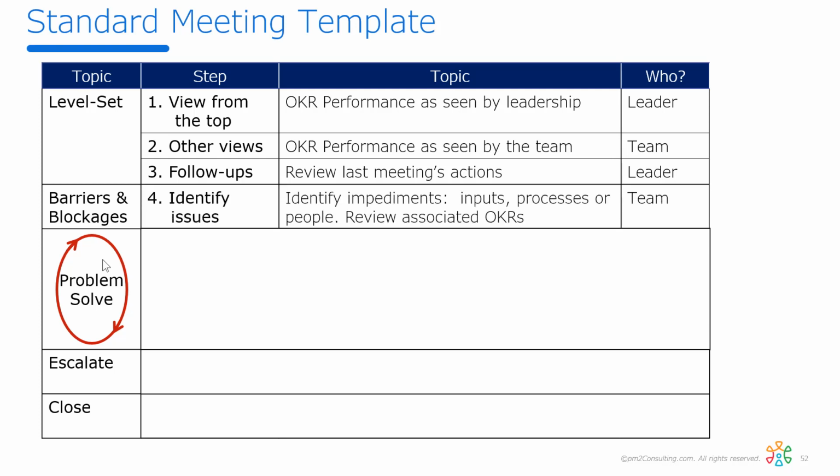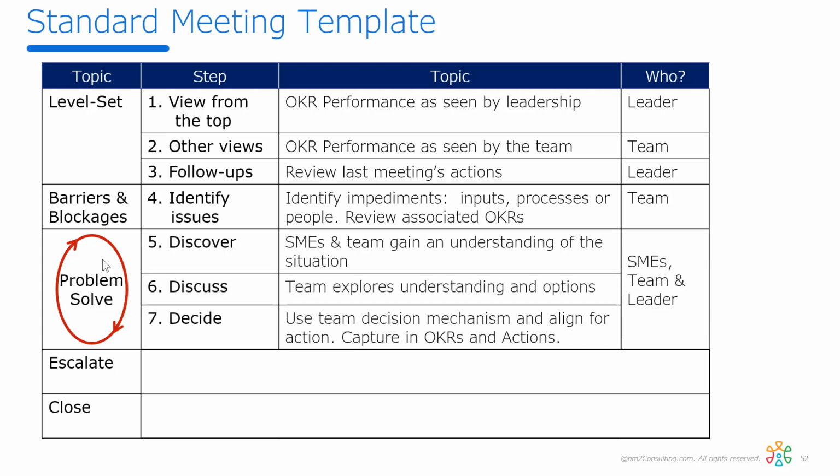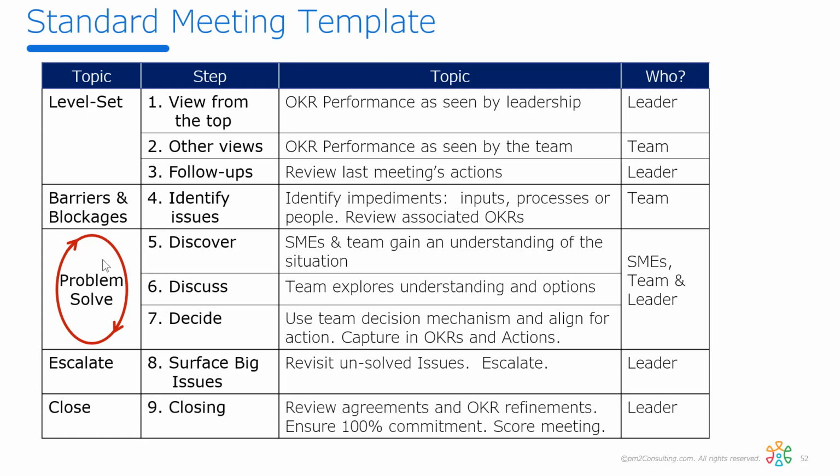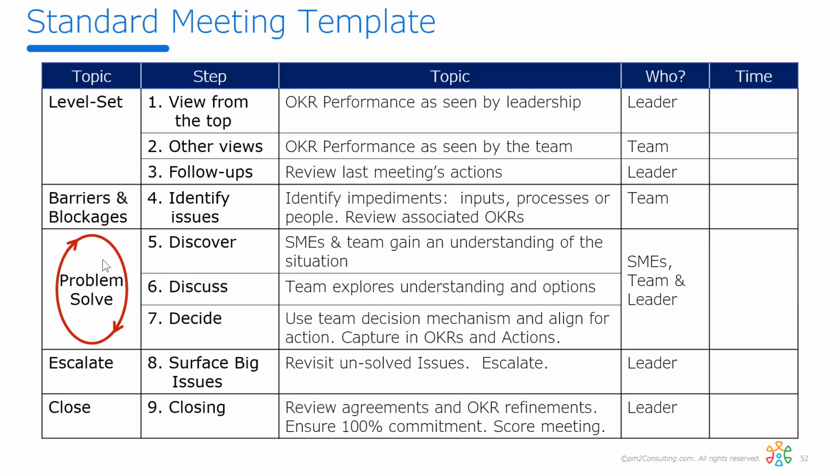Then we identify where the gaps might be that we need to deal with in this meeting, and then we problem solve. For each problem, we discover, discuss, and decide using subject matter experts. Now, those that we can't resolve, we have to escalate for a different team or different time. And then finally, we need to close the meeting. That's the overall framework. Let's drill into this in a bit of detail.